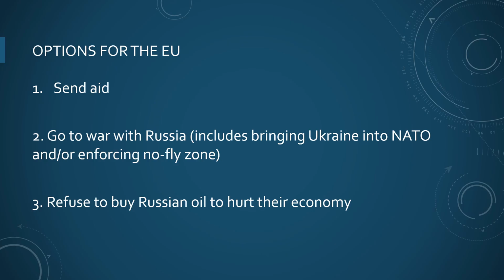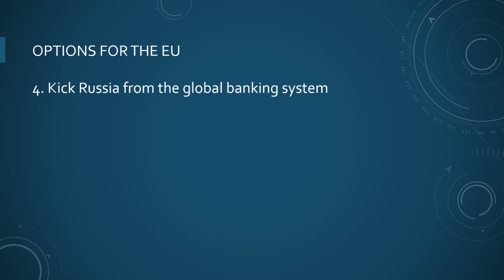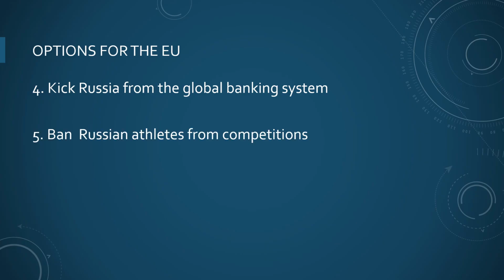So the U.S. or the EU can also refuse to buy Russian oil to hurt their economy, and that would be sanctions. Something very adjacent to sanctions would be kick Russia from the global banking system. And then some of the more funny ones, ban Russian athletes from competitions, and then ban Russian cats from cat competitions. That'll show them.